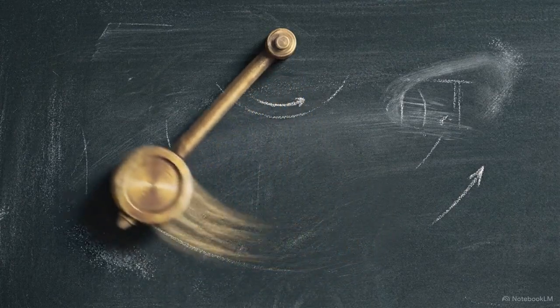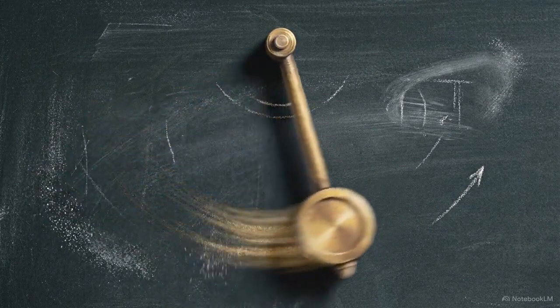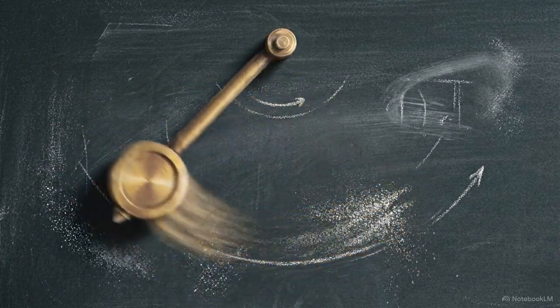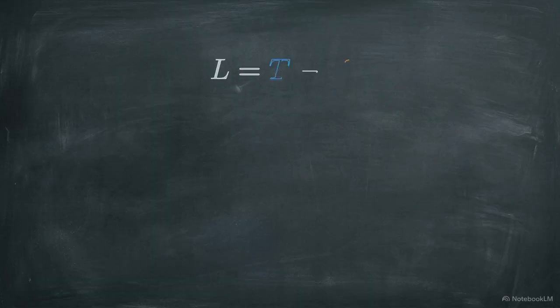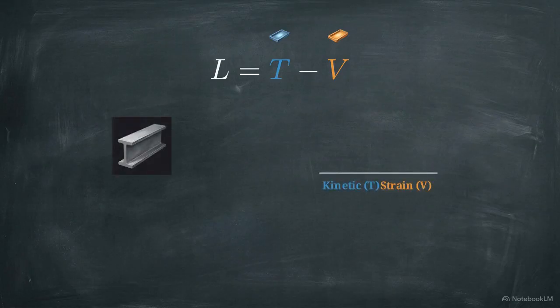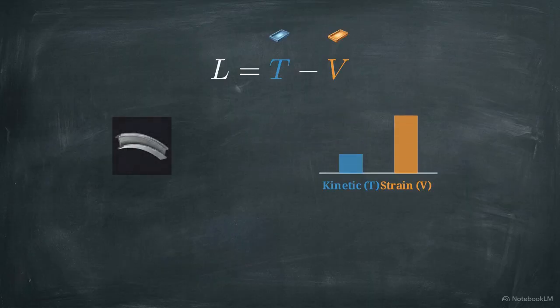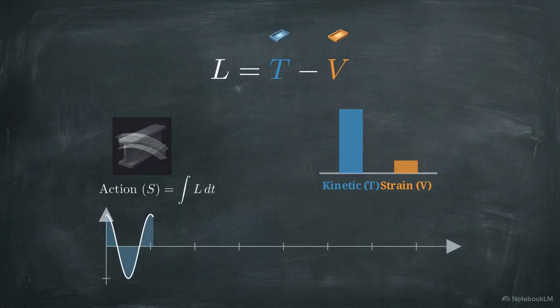The Lagrangian is built from two opposing physical states. Kinetic energy represents the active movement of the system, while potential, or strain energy, represents the internal stiffness resisting that movement. The Lagrangian, L, is the difference between kinetic energy, T, and potential energy, V. As this beam flexes, it trades energy. Snapping through the center, kinetic energy peaks. At maximum deflection, strain energy peaks.